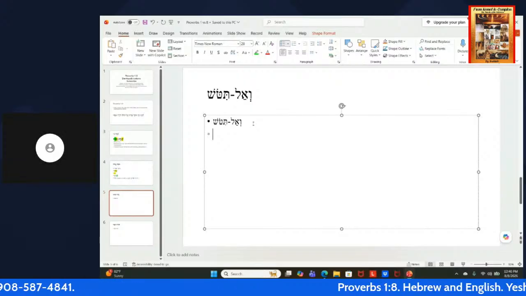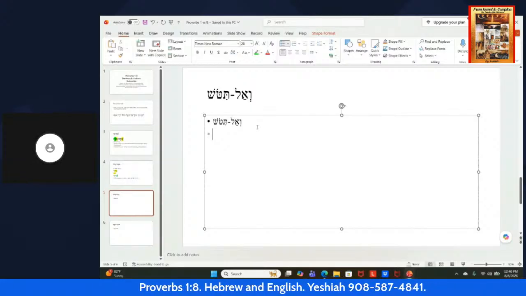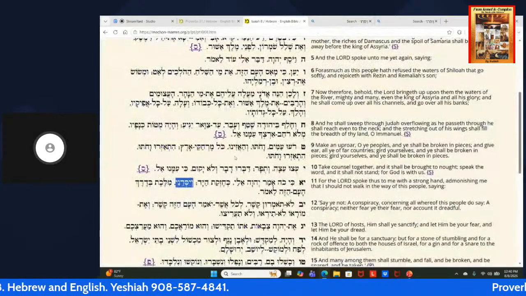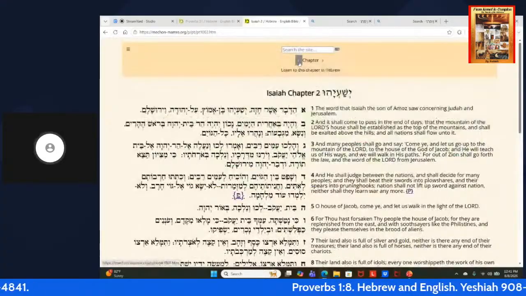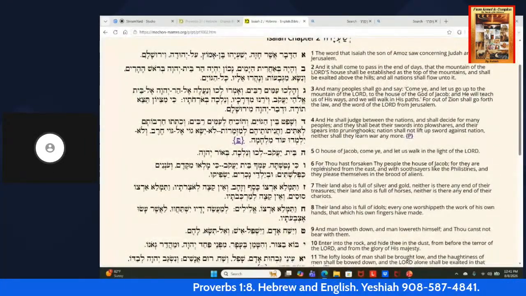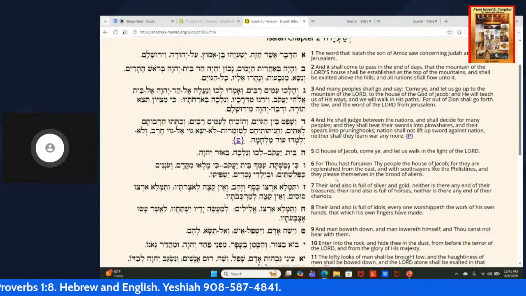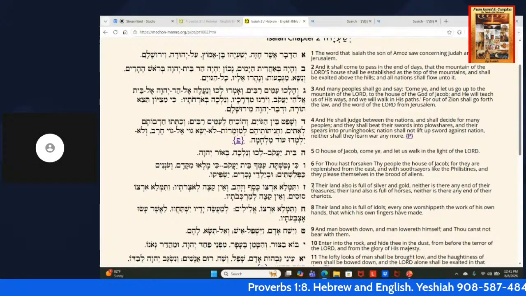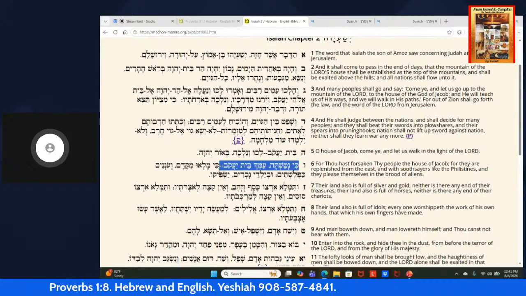All right. Let's go, if we will, to Isaiah chapter 2, brothers and sisters, verse 6. And let's see what we see in this particular matter. All right. Isaiah 2, verse 6. For thou hast forsaken thy people, the house of Jacob, for they are replenished from the east, and with soothsayers like the Philistines, and they please themselves in the brood of aliens. Now the Hebrew says, Ki natashta amka bet Yaakov.